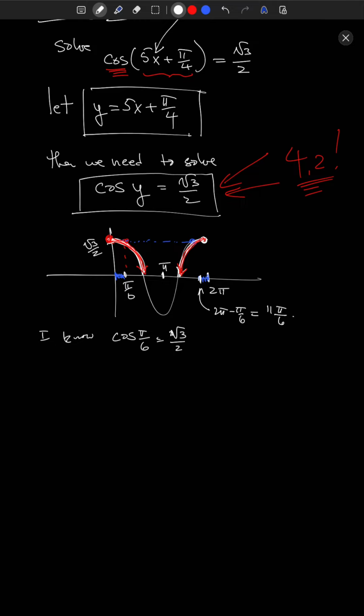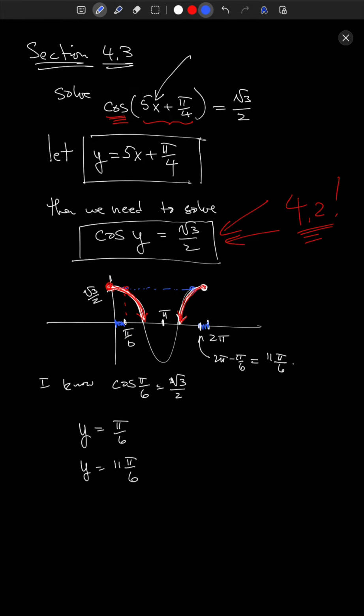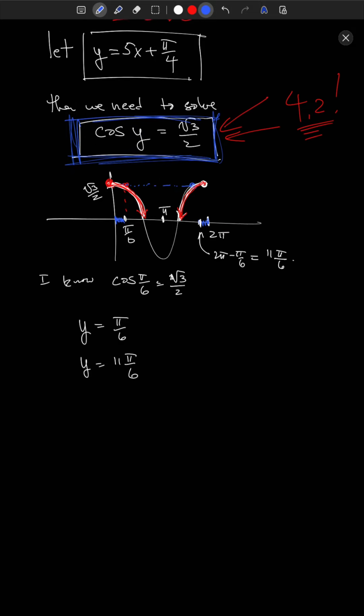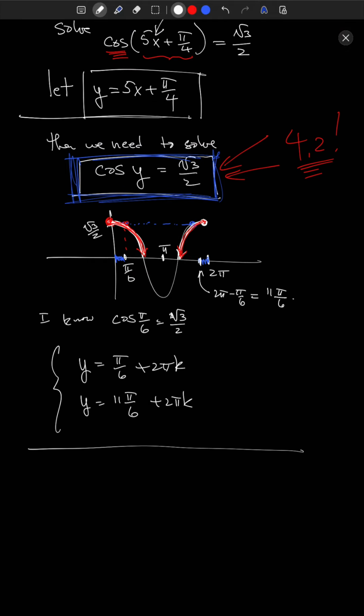So ultimately, my two sets of solutions are going to be y equals pi over 6, y equals 11 pi over 6, right? And again, y, because I'm solving this intermediate problem right here. And this will lead me to the x solution, but I need to solve this one first. Plus 2 pi k, plus 2 pi k. So these are all the solutions in terms of y. So this is entirely 4.2 between these two lines. That's 4.2, all right?